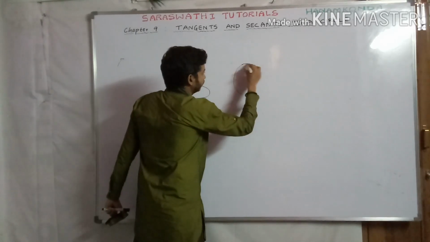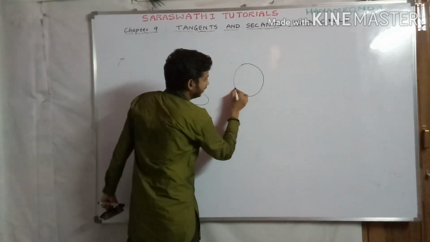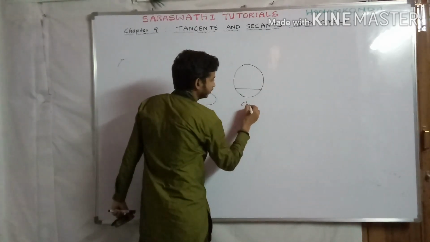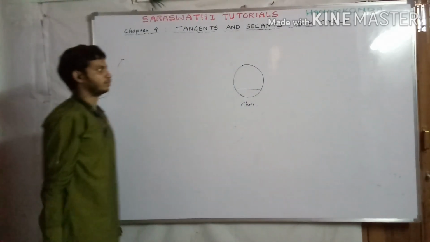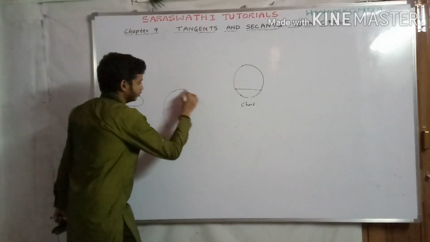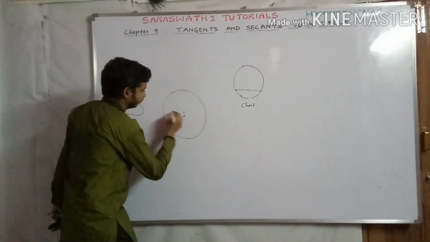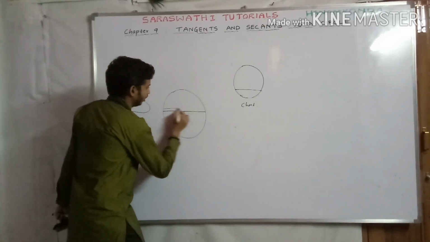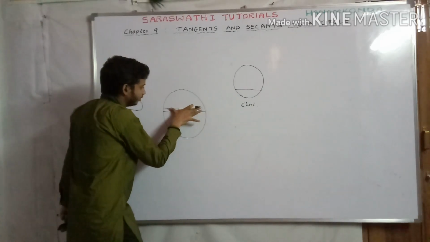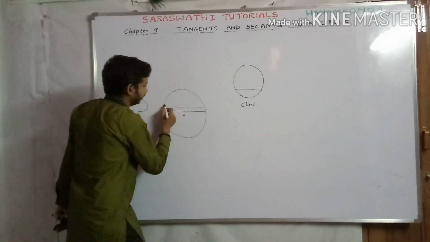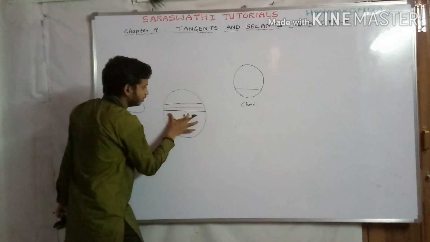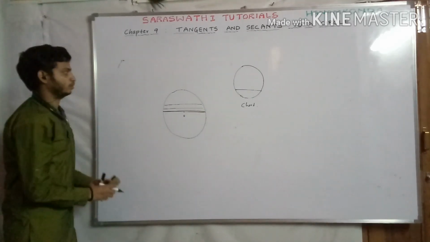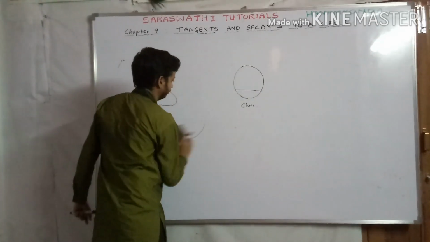Now, the line segment joining any 2 points on the circle is called a chord. The biggest chord of the circle is the diameter. If we consider a circle with center O, this is the diameter. If we draw another chord, its length will be smaller compared to the diameter. If we draw another chord, this length also will be smaller. So the largest chord of a circle is the diameter.